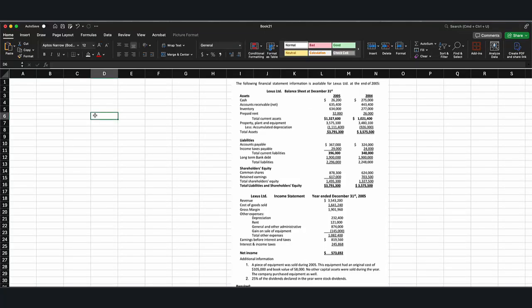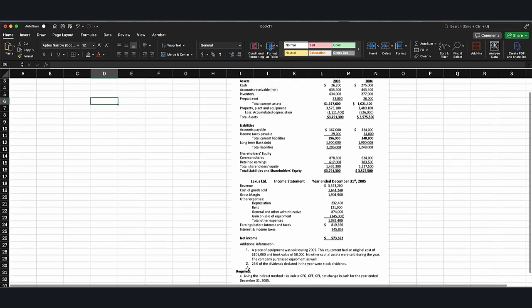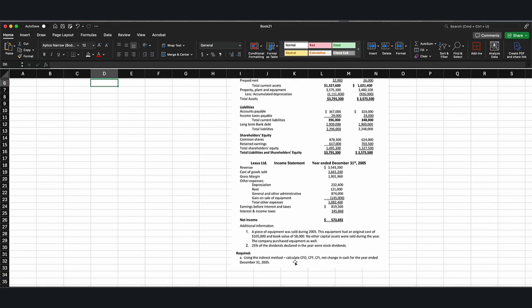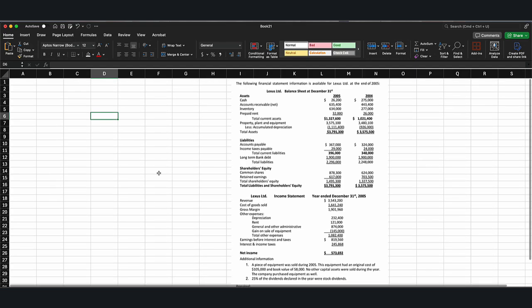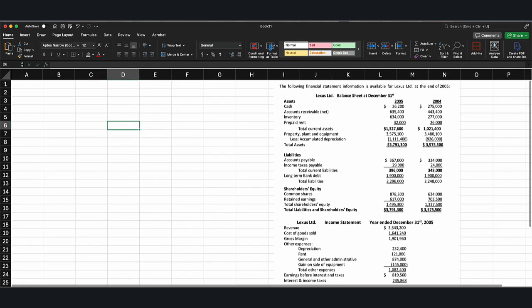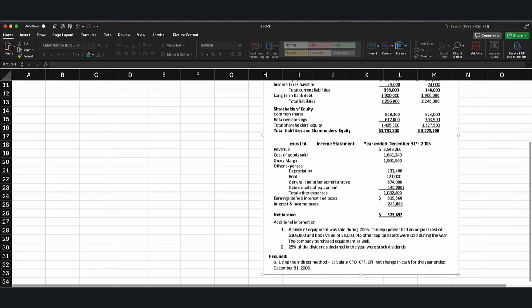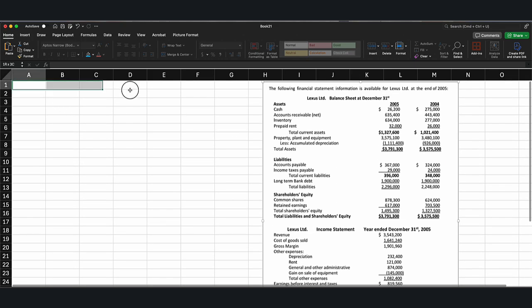Welcome back. Let's solve this question. You're given this information for Lexus Limited, and you're told that you need to use the indirect method to calculate cash flow from operating activities, cash flow from financing activities, cash flow from investing activities, and the net change in cash, basically the cash flow statement. And you're told to use the indirect method, so that's what we'll do.